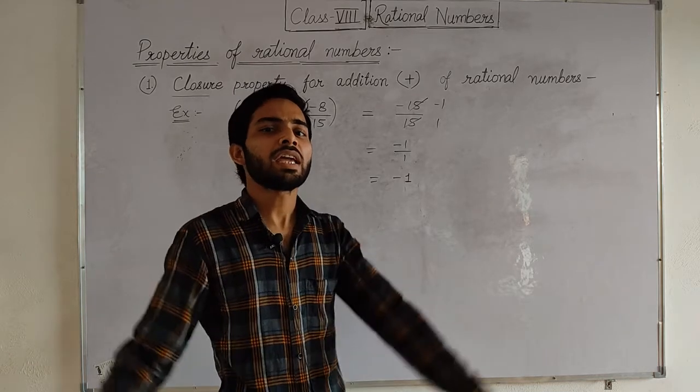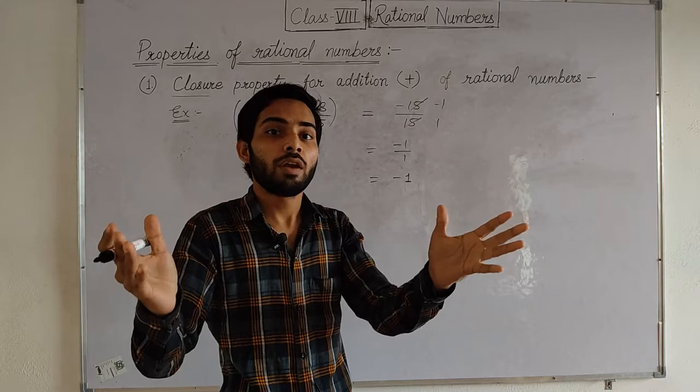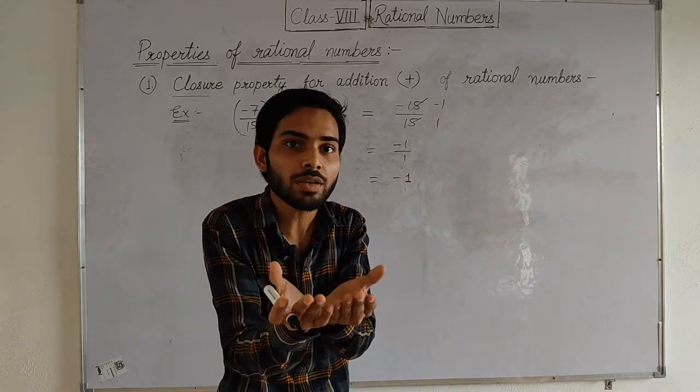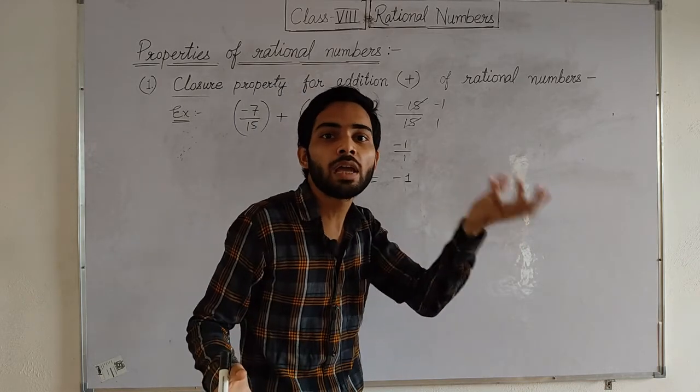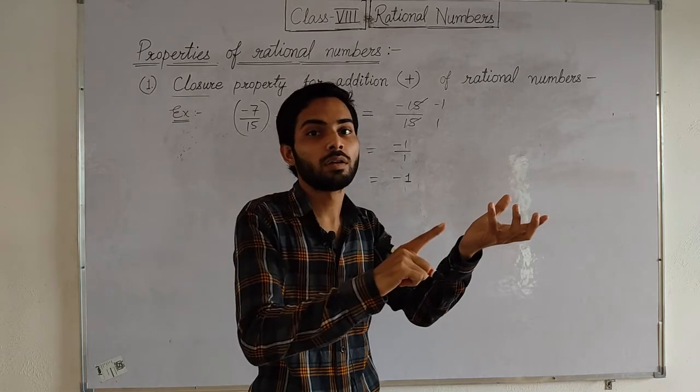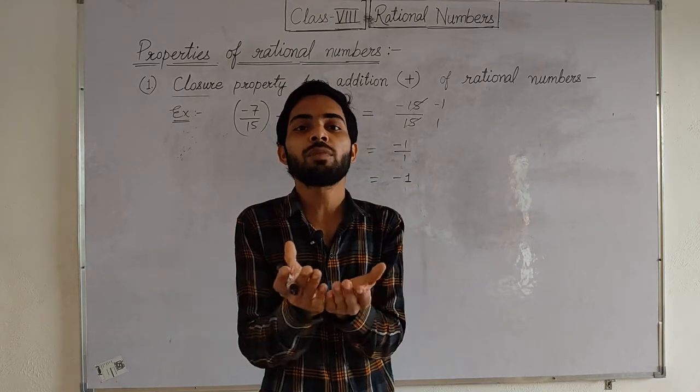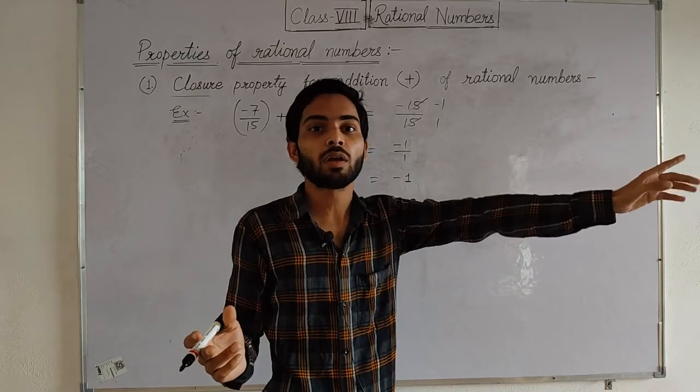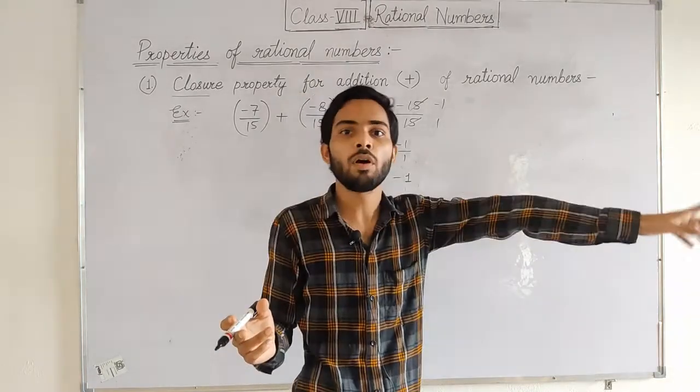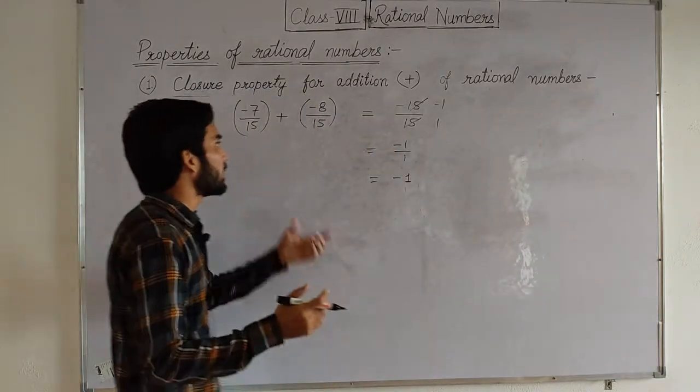You can take any two rational numbers and when you add them, the number you obtain will also be a rational number. So on adding two rational numbers, we always get a rational number. This is the closure property for addition of rational numbers. Look at this example.